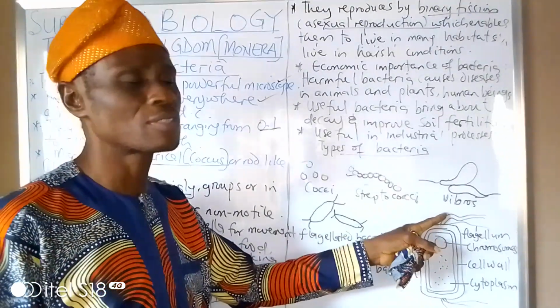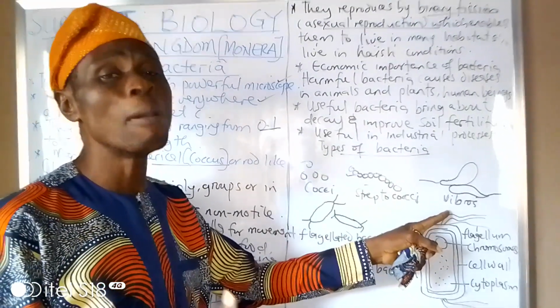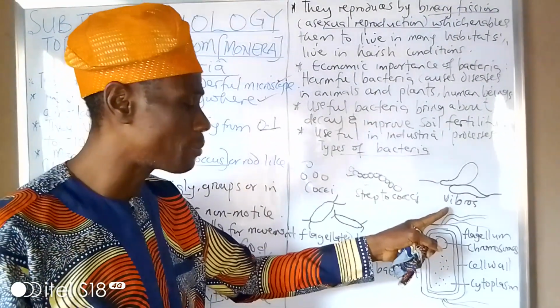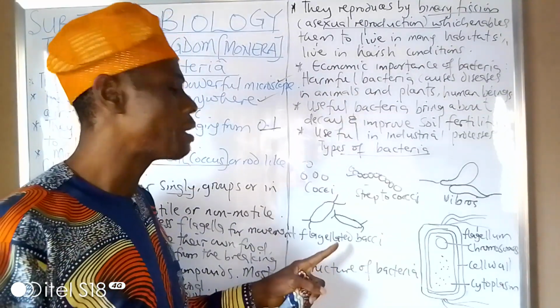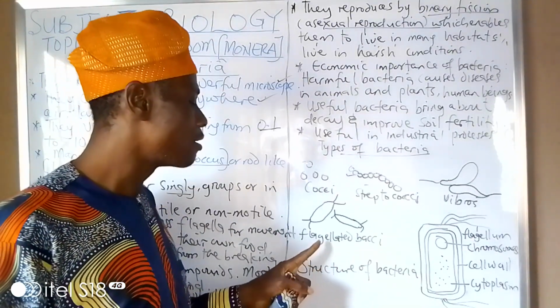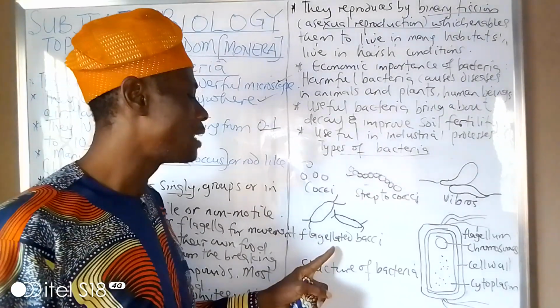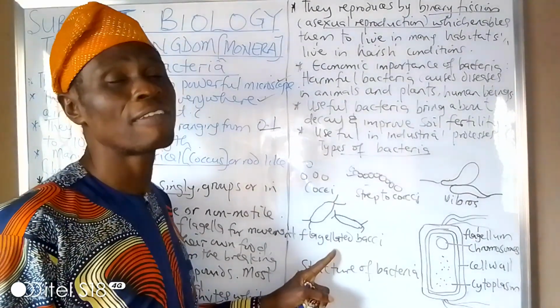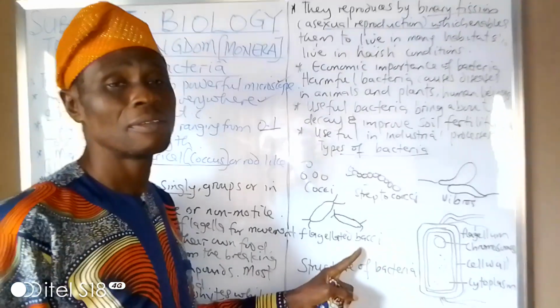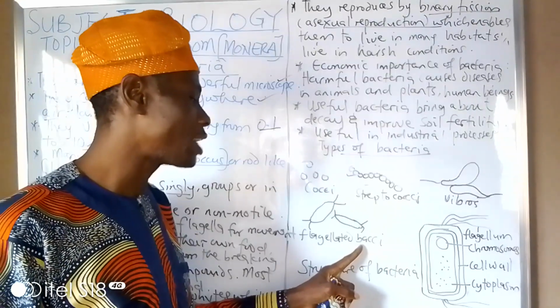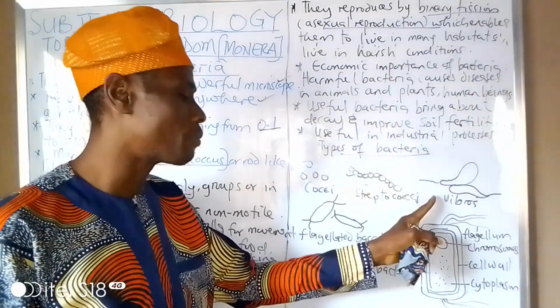That's another cocci. Now another shape is called vibrio. Vibrio is another type of bacteria. You can see the shape, vibrio. We also have what's called the bacilli, although this one is flagellated. Okay, this one is another shape. Cocci is another one, and vibrio.